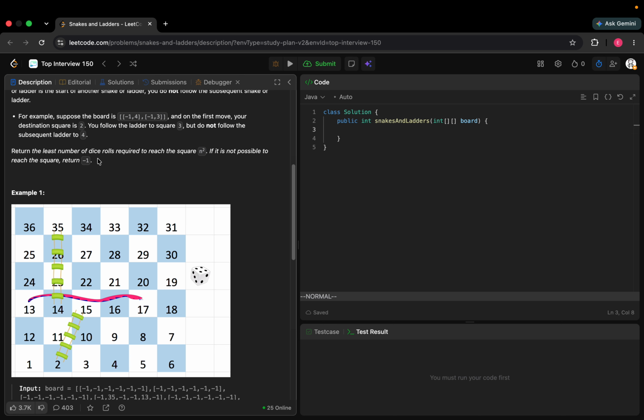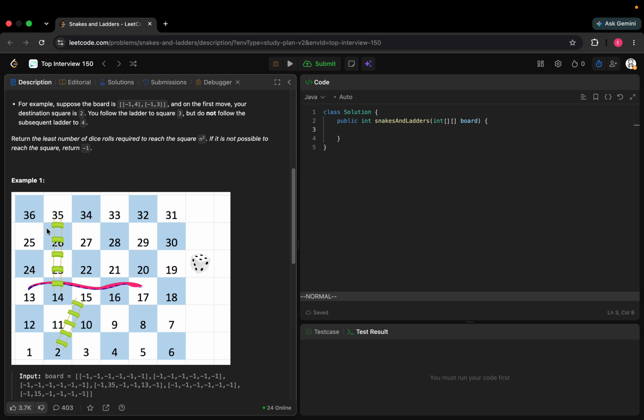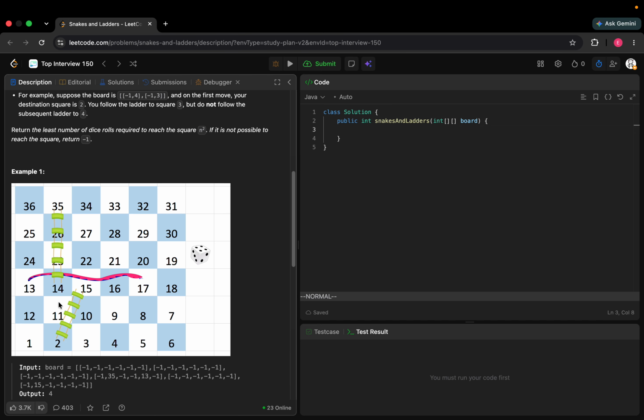Return the least number of dice rolls required to reach the square n squared. If it's not possible to reach the square, return -1. So if we encounter a special case, we cannot achieve this one.